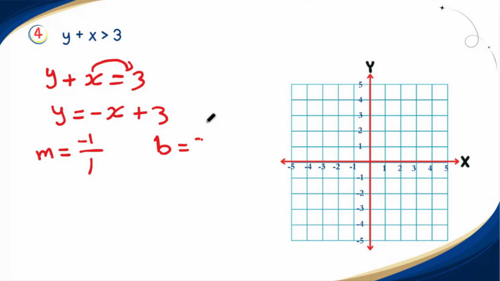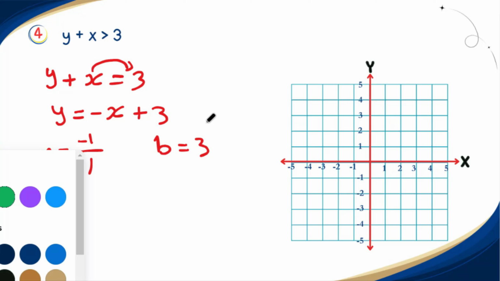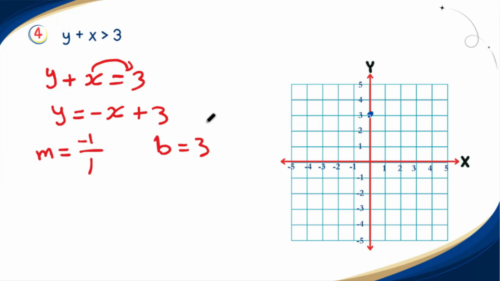Now let's plot the dot. y equals 3 here, this is your start point. Now you should rise negative 1 and run 1. Rise negative 1 means go down 1 step, and run 1 means go right 1 step. Put your dot. Now, will the line be solid or dashed? No equal sign here, so it will be a dashed line.